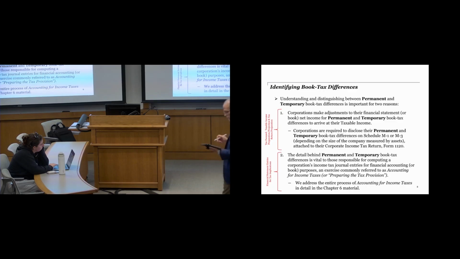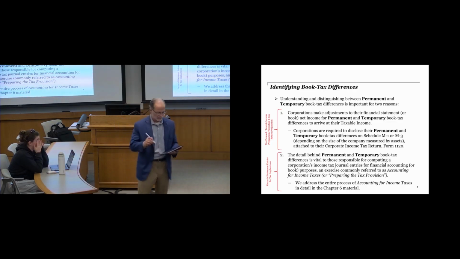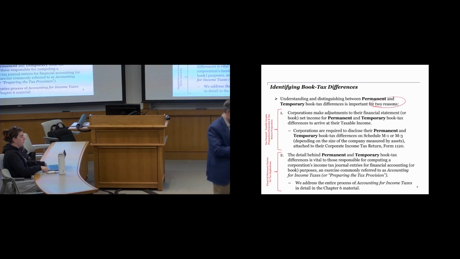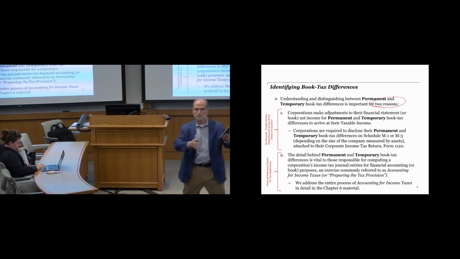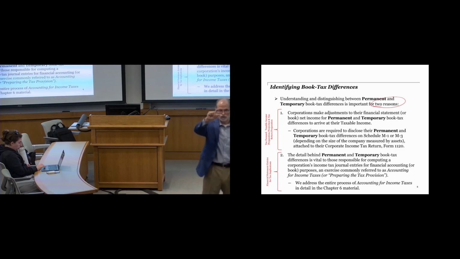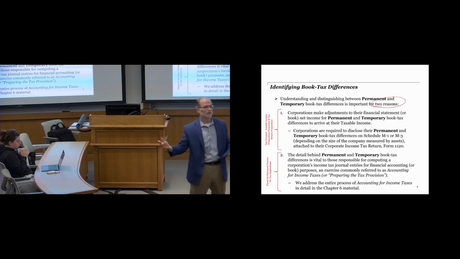Okay? Understanding and distinguishing between permanent and temporary book tax differences is important for two reasons. First, corporations make adjustments, as we've been talking about, to their financial statement or book net income for permanent and temporary differences to arrive at taxable income. We start with our financial statements. We're making adjustments for permanent items and temporary items because we're getting to taxable income. I have to do that, right?